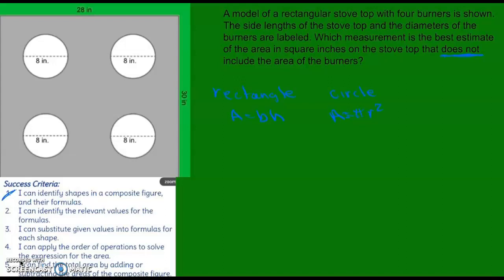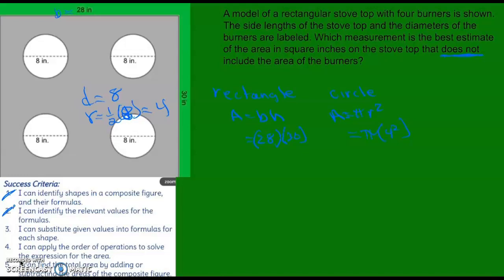Number 2, I can identify relevant values for the formula. Well, let's see. On the rectangle, they give us the base, which is 28, and the side, which is the height, is 30. And on the circle, they give me the diameter. Diameter is 8, but I know that the radius is half of the diameter. So half of 8 will be 4. So then I would have pi times 4 squared. Okay, so that's number 2.